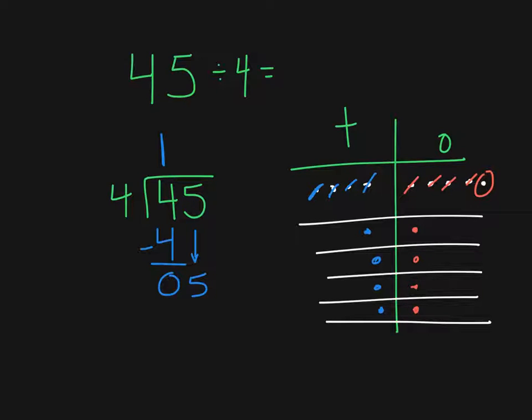So when I take 5 1s and divide it into 4 equal groups, I end up with only 1 1 in each of those groups. So that's where I'm going to write my 1 up here on top of my 1s column. And then 1 times 4, I used up 4 1s. And then 5 minus 4, I subtract, and that should match the 1 that I have left over. So my final answer is 11, remainder 1.